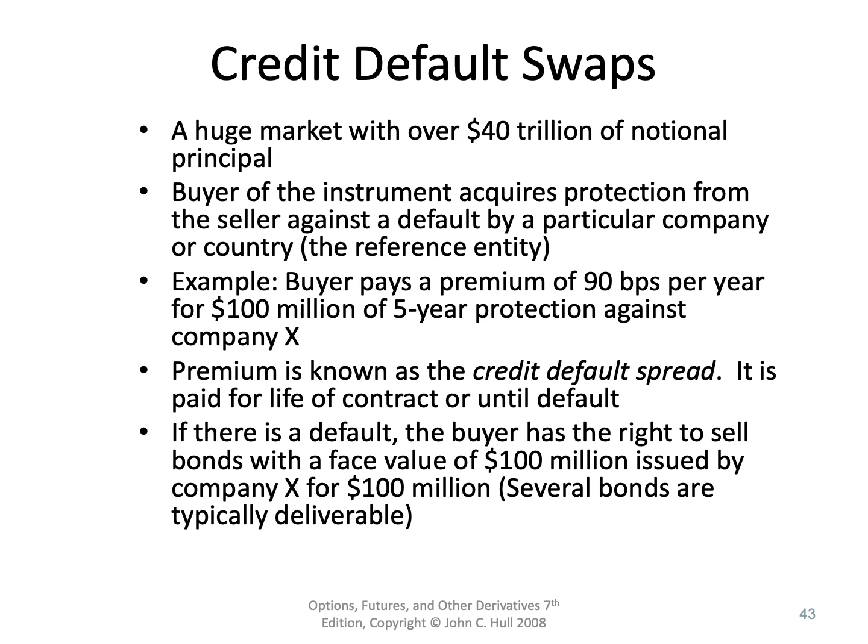The premium is known as the credit default spread, and it's paid for the life of the contract or until a default occurs. If there is a default, the buyer has the right to sell bonds with a face value of 100 million, even despite default, issued by company X, for 100 million. Several bonds are typically deliverable, but it's the seller which has the problem.